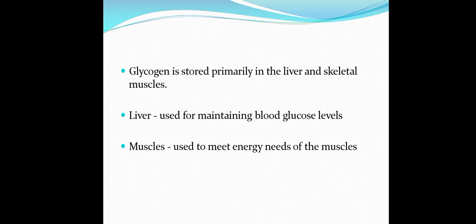Within the muscles, this glycogen is utilized to meet the energy needs of the muscles. After exertion, after exercise, this stored form of glycogen is converted into glucose. So within the muscles, glycogen is used for getting energy.